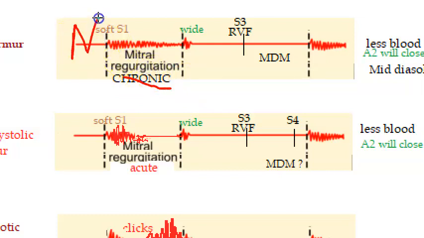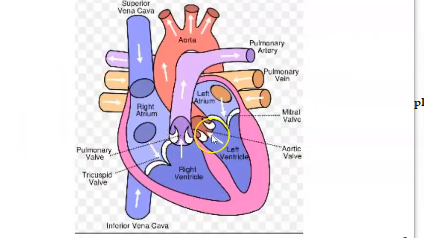And here, as the mitral valve is not proper, you can have a soft S1. Okay, so M is what is contributing to S1. Mitral valve is contributing to S1. When the mitral valve is not closing properly, you will have a soft S1. Okay. Let us go to the other one.